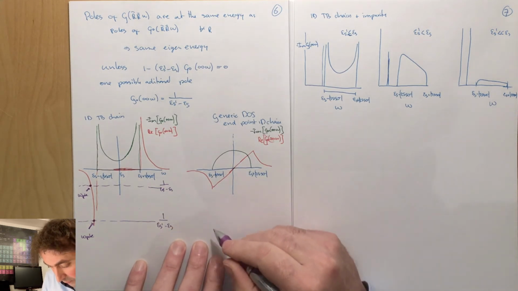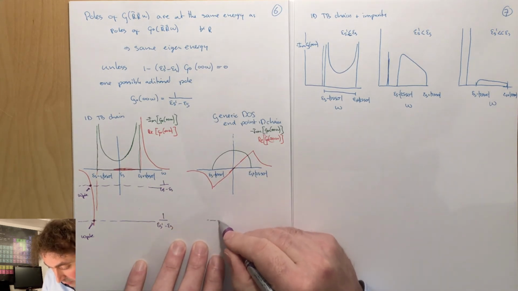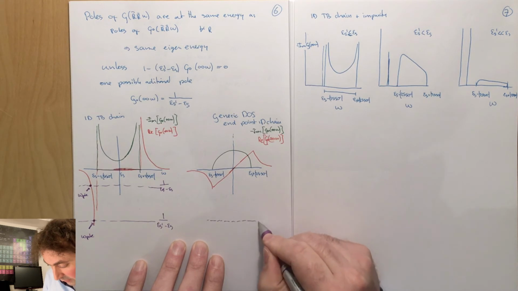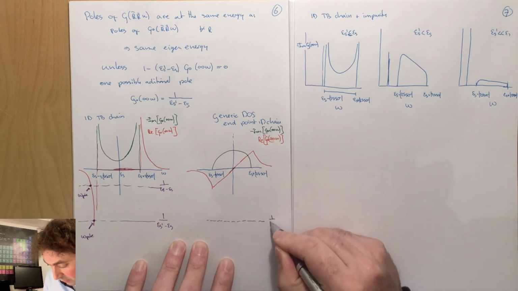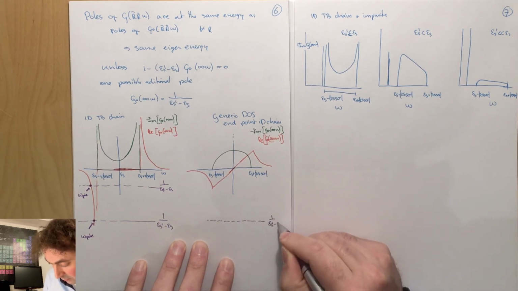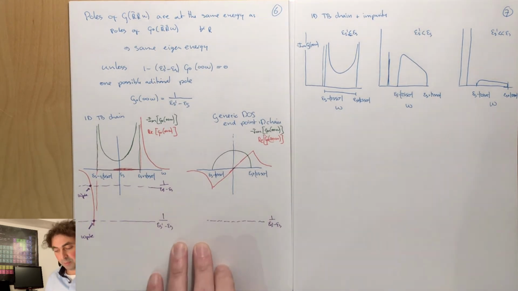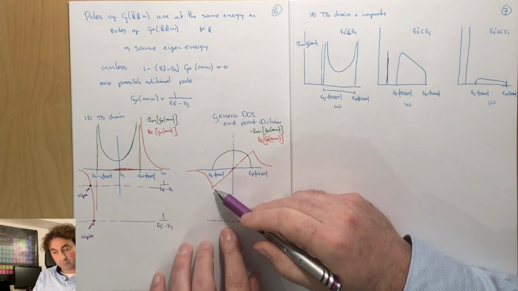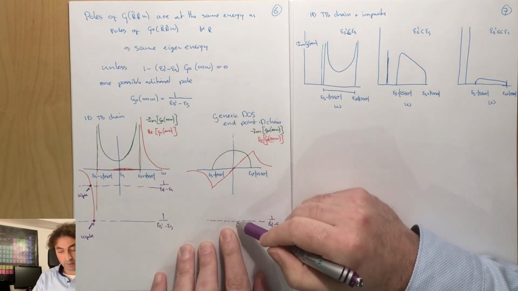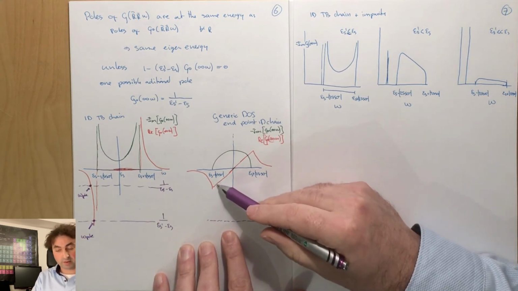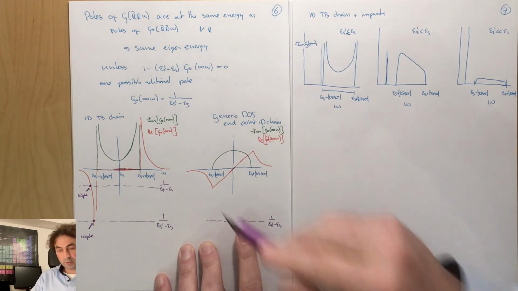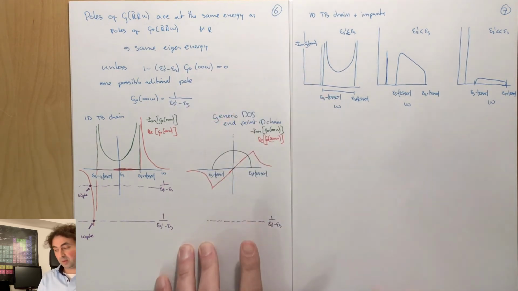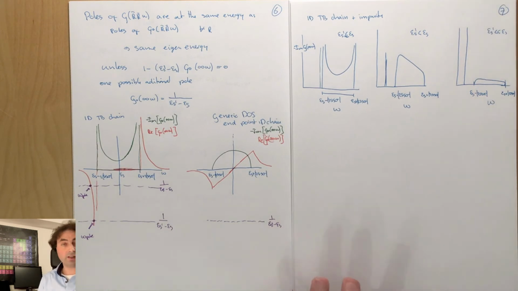If we now have a very weak impurity potential, such that 1 over epsilon s prime minus epsilon s is large, we see that there is no crossing between our 1 over the impurity potential and the real part of our Green's function. Therefore, this equation has no solution and there is no additional pole.